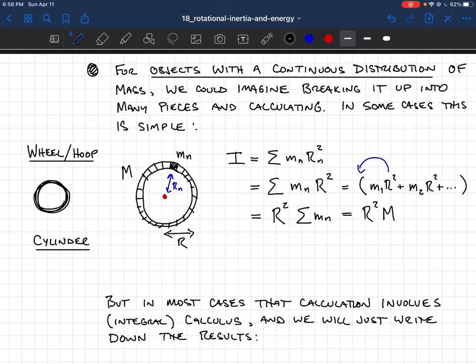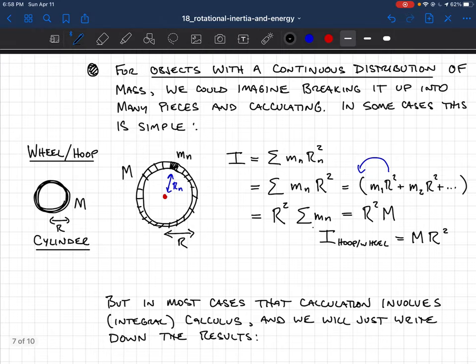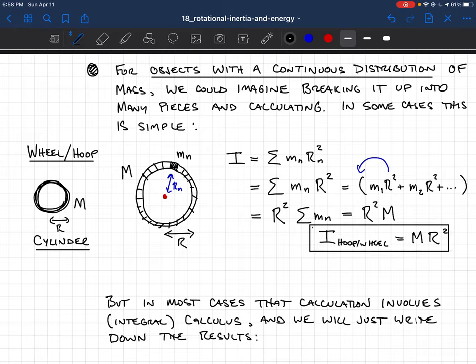So if we have a wheel with some mass m and some radius r, then our equation for that is I hoop wheel is equal to m r squared. There it is. So that particular one, we can actually use our equation to do it.